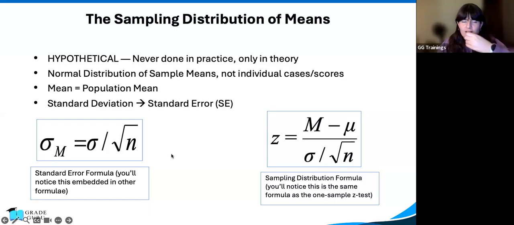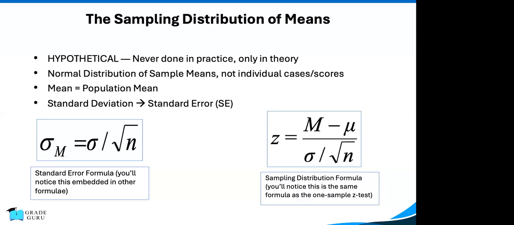So standard error is not usually calculated as a question on its own. It's embedded inside of the inferential formulas. And what you should notice is that the formula on the right-hand side for your sampling distribution of means is exactly the same formula that you will use for your one sample z-test. Not the same question, though. Don't get ahead of yourself to the one sample test. We're not there yet.